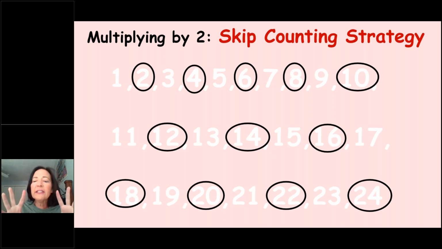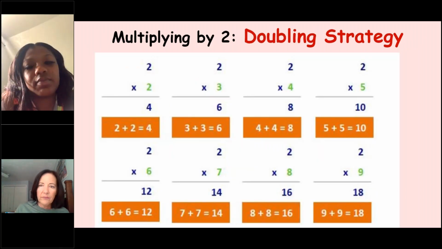I'm a big believer in fingers, even for adults. If you have to do a problem like 2 times 7, if you don't automatically have it memorized, I'm good with putting up 7 fingers. I might even put them down on the table in front of me and then count by 2. So try to do it so it makes sense. 2, 4, 6, 8, 10, 12, 14. And that's how it would work.